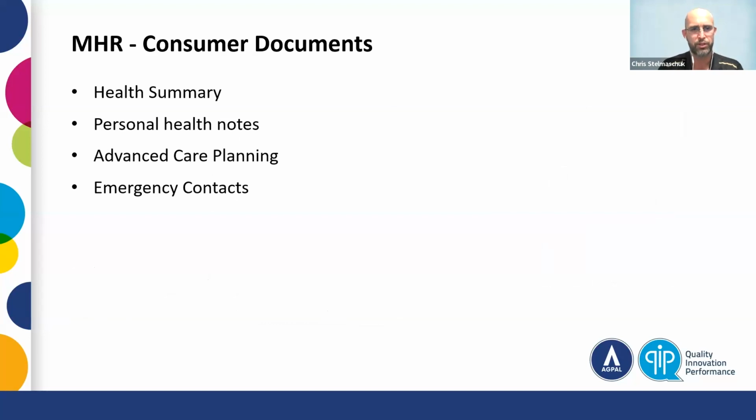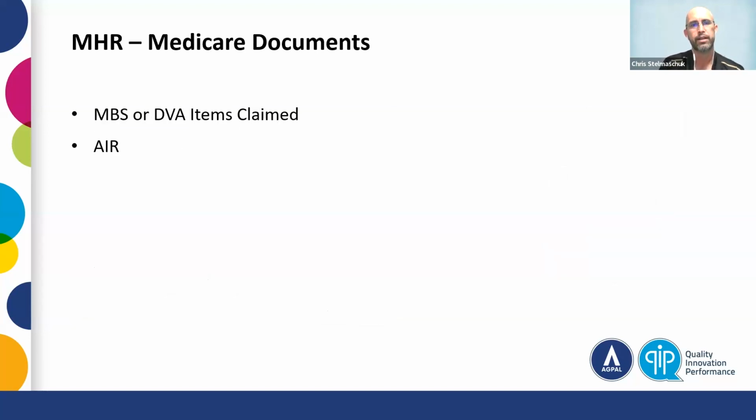Consumer documents include a health summary, any personal health notes. So this is stuff they can enter. You can now upload advanced care planning, advanced health directives and the sort up to the My Health Record, and emergency contacts. There's Medicare documents. So patients can access any of the billing we do, including MBS or DVA items, and they can access the immunisation register.